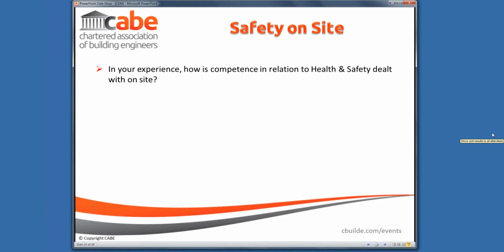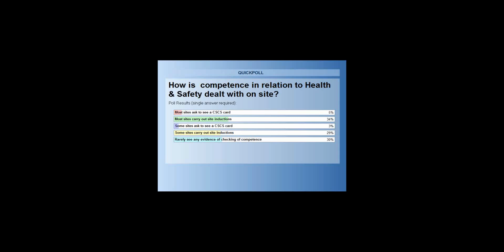I suppose looking at that, the bad news is for the people operating the CSCS card scheme, the Construction Industry Training Board, because it would appear that very few people ever asked to see a CSCS card. There's a reasonable degree of sites carrying out site inductions, but also quite a high, a third of the jobs probably aren't asking to see anything. And that, I think, probably reflects where we thought the industry was. And I would guess, although there wasn't sufficient options in the question, that most of the jobs carrying out a site induction are probably the larger projects.